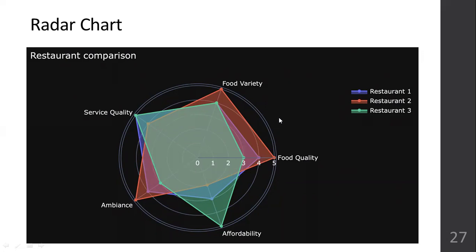Okay, so looking at this chart, what do you think? Which restaurant has the least performance? Which restaurant will you give the third position? It's not pink, it is actually blue.